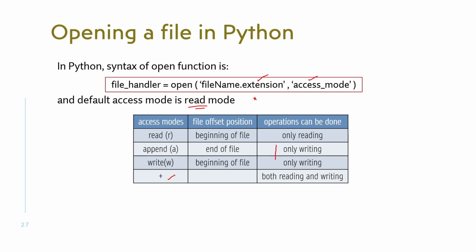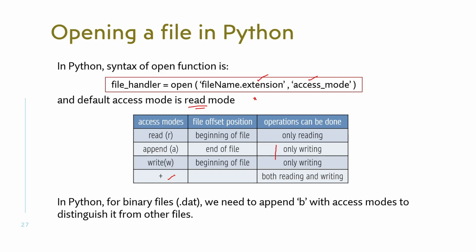And this one we're talking about for .txt files or .csv files. In case of a binary file, in order to distinguish it from other files, we need to append B with the access mode. तो जो भी हमारे access mode हैं R, A, and W, we need to append B with them so that the interpreter will be able to distinguish from the other types of files.